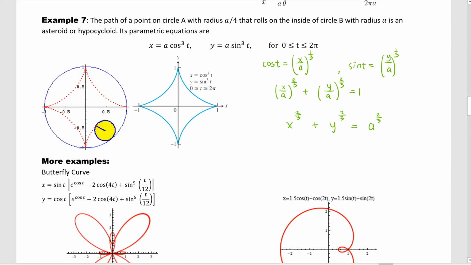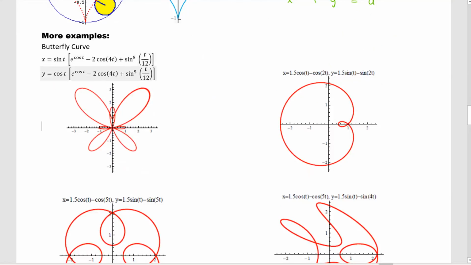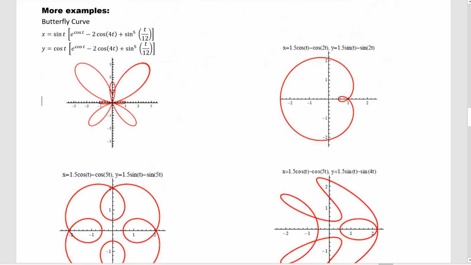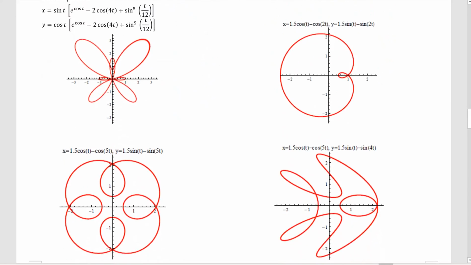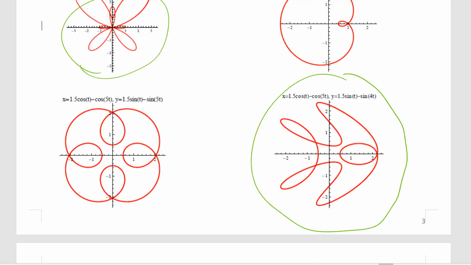Here are more examples. You have the butterfly curve. This is the x, this is the y, and this one, does it look like a peach? And this one, wow, beautiful. And this one, do you think it looks like a fish? It's a butterfly and fish.